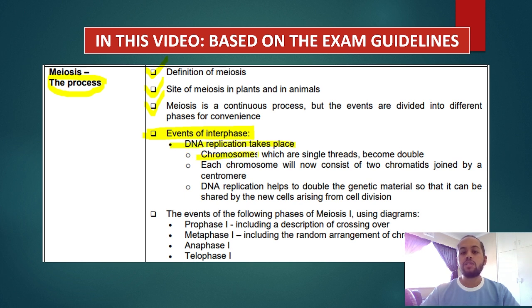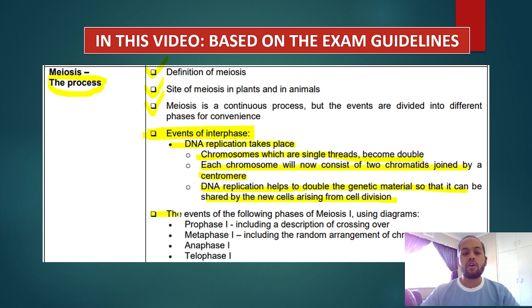Why? Chromosomes, which are single threads, become double. So originally you have a chromatid, but they need to become double, so that each chromosome will now consist of 2 chromatids that have been joined by a centromere. DNA replication helps to double the genetic material so that it can be shared by the new cells arising from cell division. So at the end of interphase, you now have your full chromosomes because originally you had chromatids. DNA replication occurred, which allowed the chromatids to double, and they are now joined by a centromere.